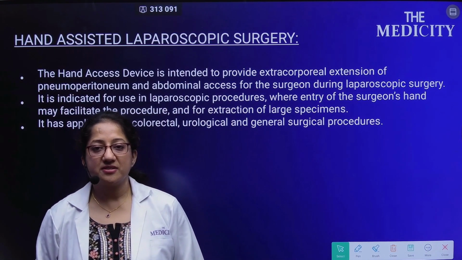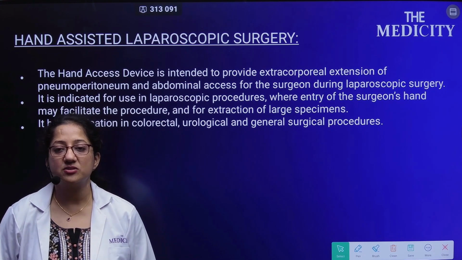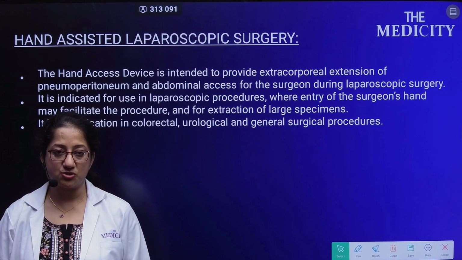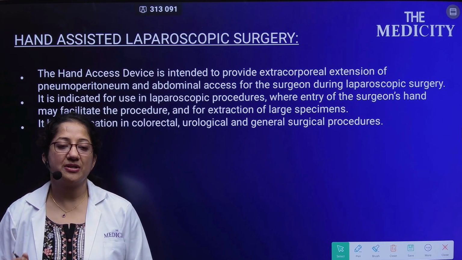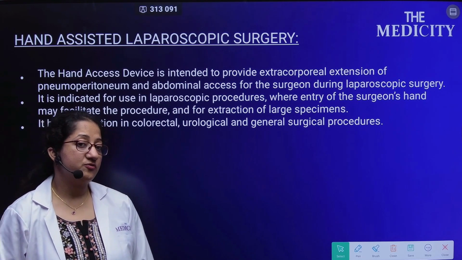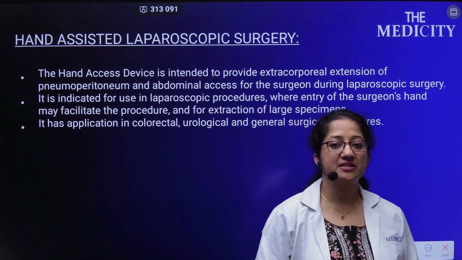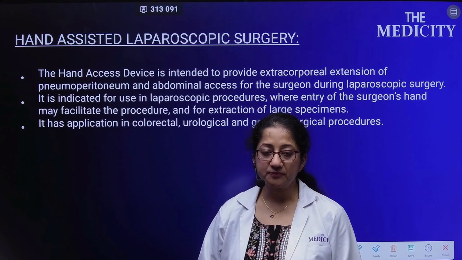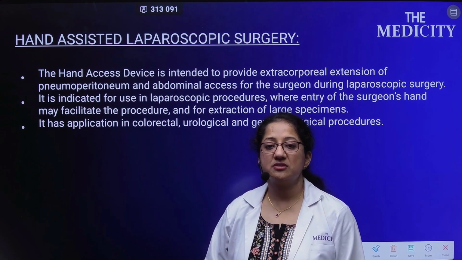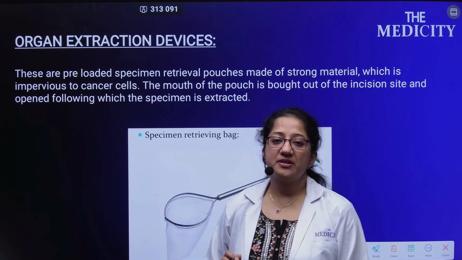Now coming to hand-assisted laparoscopic surgery, the hand access device is intended to improve the extracorporeal extension of the pneumoperitoneum and the abdominal access for the surgeon during laparoscopic surgery. It is indicated for use in laparoscopic procedures where the entry of the surgeon's hand may facilitate the procedure for extraction of large specimens. It has application in colorectal, urological, and general surgical procedures. So, coming to organ extraction devices.